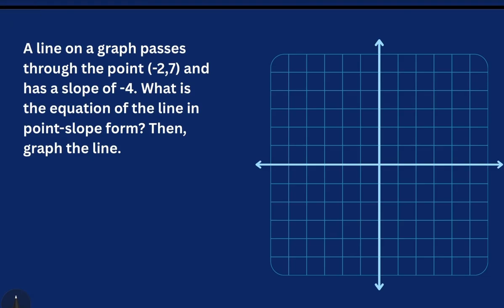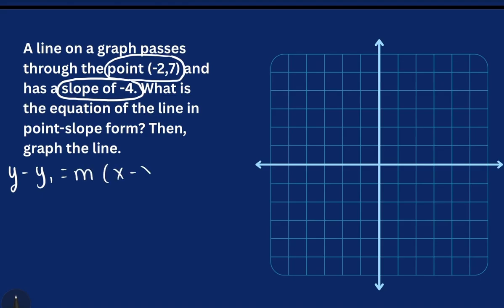A line on a graph passes through the point -2, 7, so this is our point, and has a slope of -4. -4 is my slope. What is the equation of the line in point slope form? Then graph the line. So let's start by remembering that point slope form is y minus y1 equals m(x minus x1).